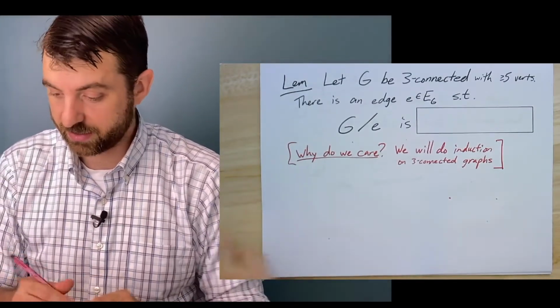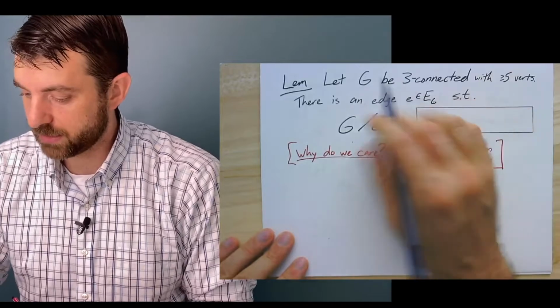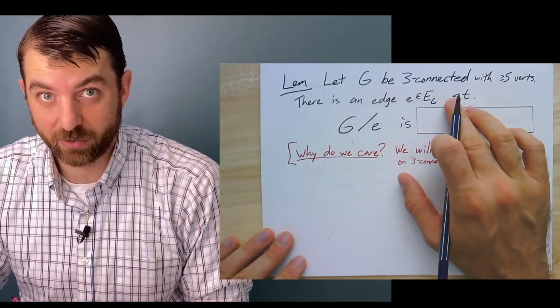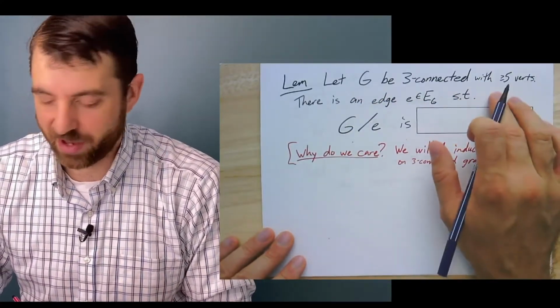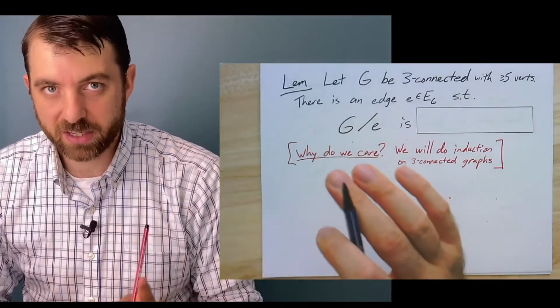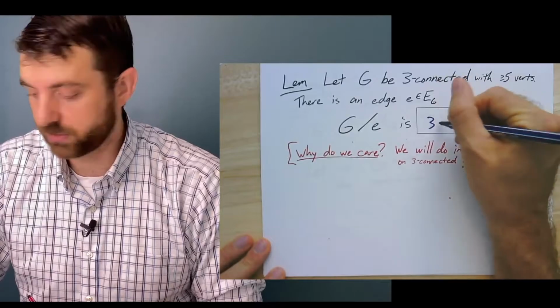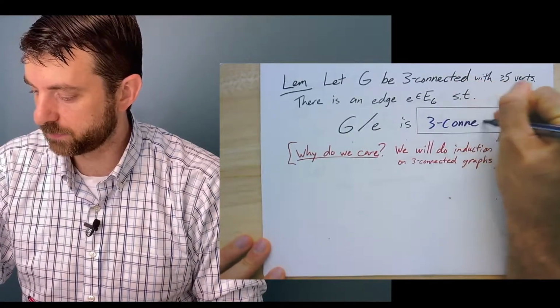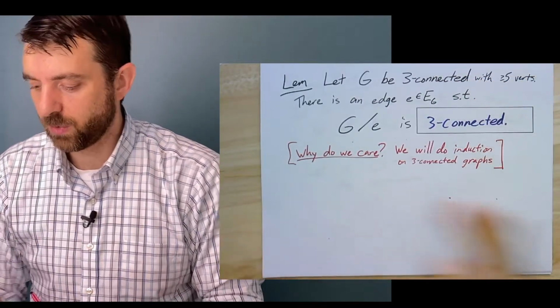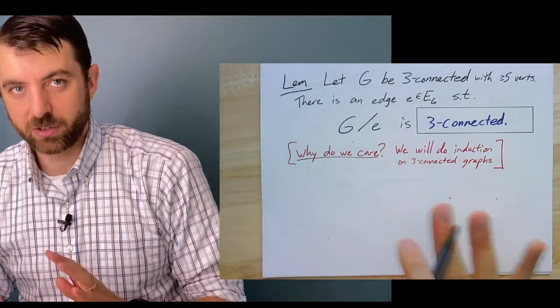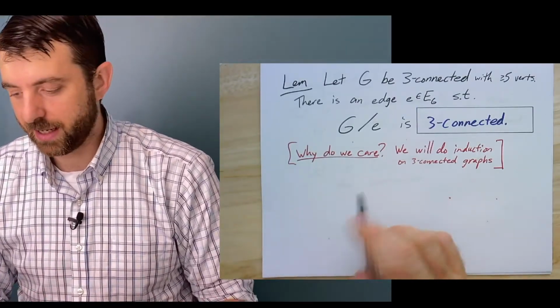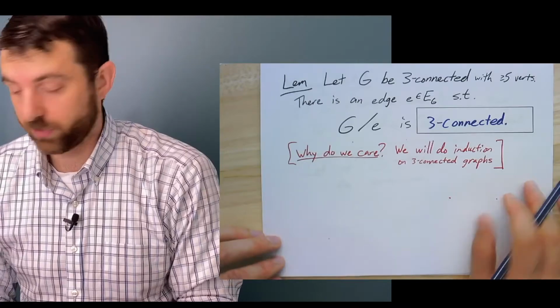So the statement of the lemma, to fill in the box here, is that if I have a 3-connected graph with at least 5 vertices, then at least some edge in the graph is such that if I contract the edge, the result is 3-connected. Again, why do we care? Because we're going to use this in proofs by induction, and let's be careful.